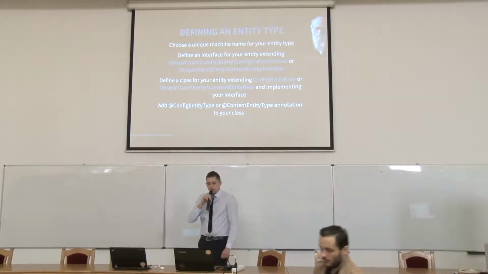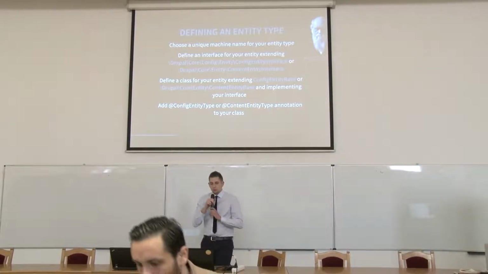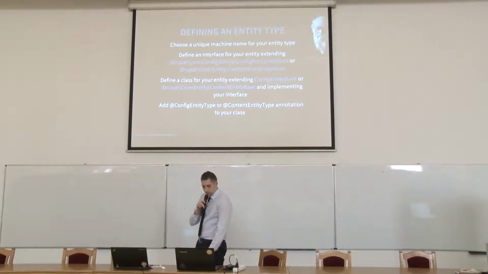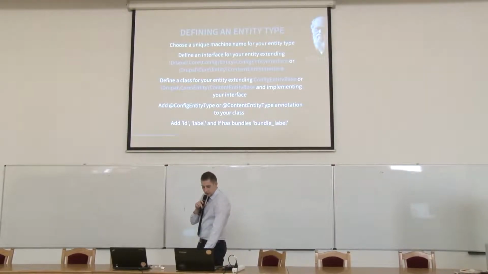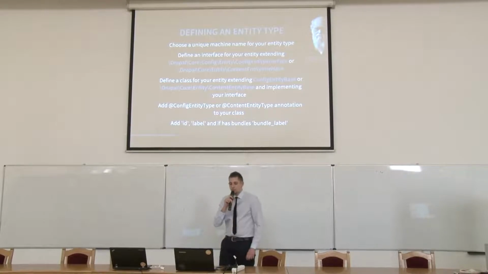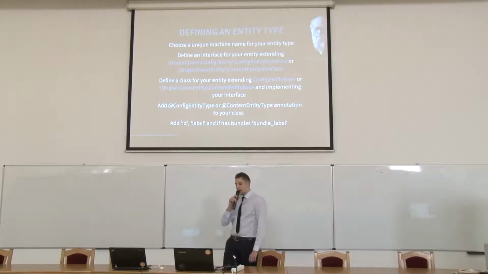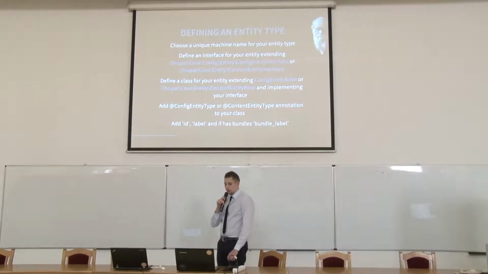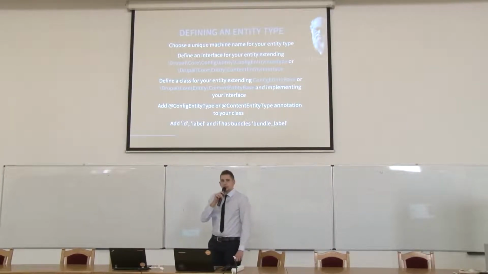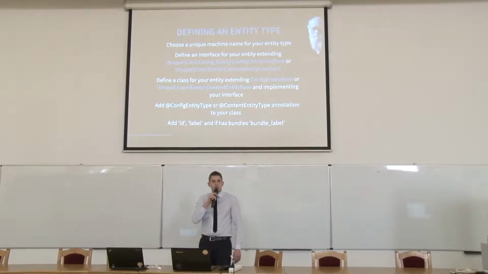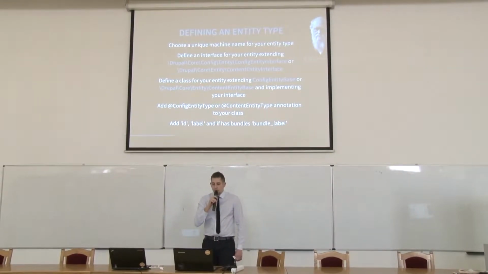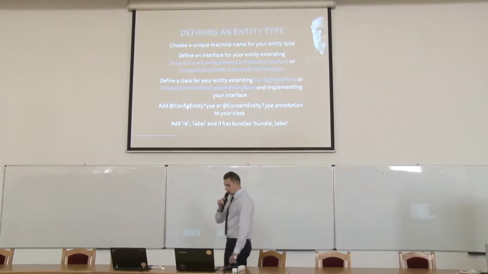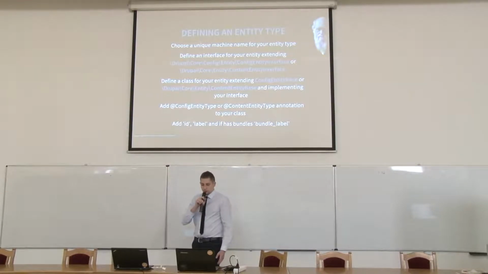Add the config entity type or content entity type annotation to our class, depending on what type of entity we want to define. And add the ID and label annotation, and if we have a bundle, add the bundle label annotation. In Drupal 8, some entities can have multiple bundles, others only one. For example, the bundle label annotation is content type for nodes.